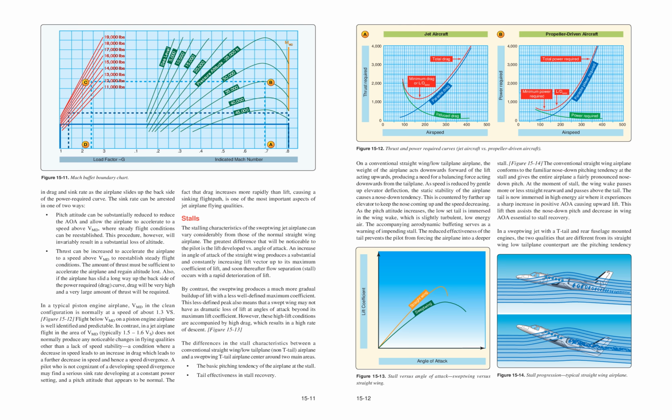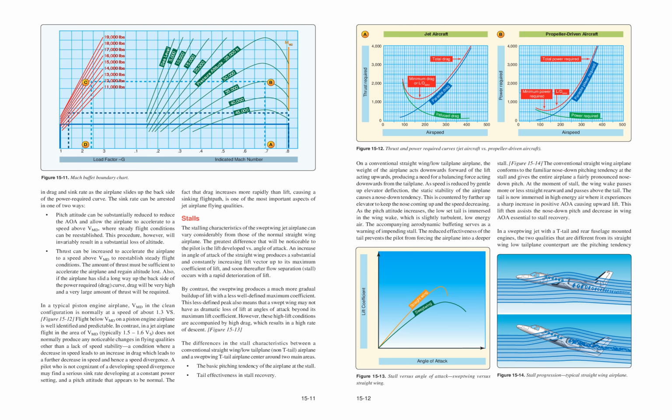On a conventional straight-wing, low tailplane airplane, the weight of the airplane acts downwards forward of the lift acting upwards, producing a need for a balancing force acting downwards from the tailplane. As speed is reduced by gentle up-elevator deflection, the static stability of the airplane causes a nose-down tendency. This is countered by further up-elevator to keep the nose coming up and the speed decreasing.